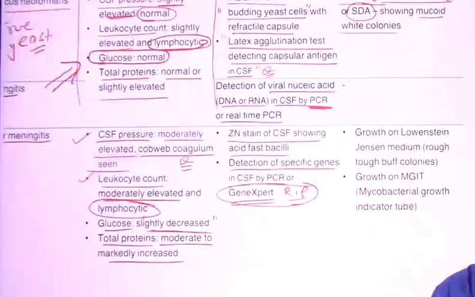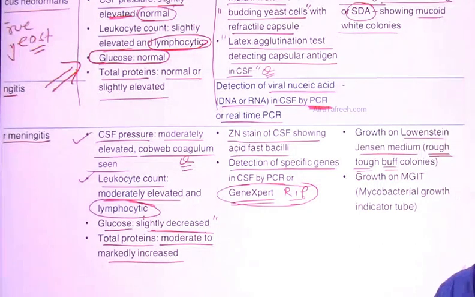Now, as per the conventional method, the culture, culture is done on what? Lowenstein-Jensen media. Okay, and which type of colonies come, guys, on that? Rough, tough, and buff. What is the meaning of this? They look rough, with a rough surface. Tough means they're difficult to remove, and buff means yellowish brown color. So rough, tough, and buff, that is the type of colonies observed on the Lowenstein-Jensen. In how much time? 6 to 8 weeks. They take a very long time.